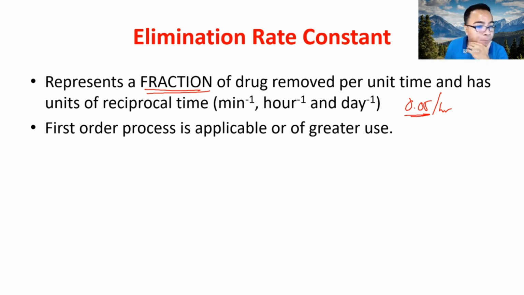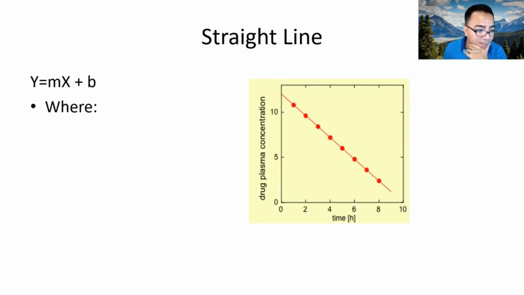So the first-order process is applicable or of greater use for us here as compared to the zero-order process, because first and foremost, most of our drugs, about 95%, their therapeutic concentration is not near their saturation point. Most of our drugs do not experience saturation at therapeutic concentrations, hence they follow the first-order process. Ilang gamot lang naman ang therapeutic concentration niya ay malapit na malapit sa kanyang saturation point. Right? Now, how do we compute for our elimination rate constant and so on and so forth?